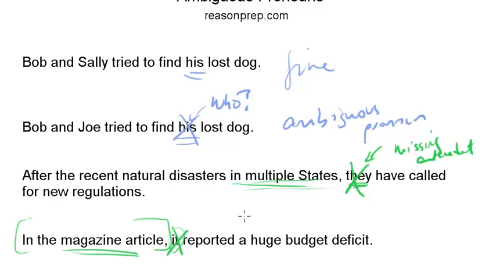In both these examples, the way to fix it would be to add a specific noun. So something like, after the recent natural disasters in multiple states, critics have called for new regulations. In the magazine article, a reporter, or the magazine, reported a huge budget deficit, or whatever.